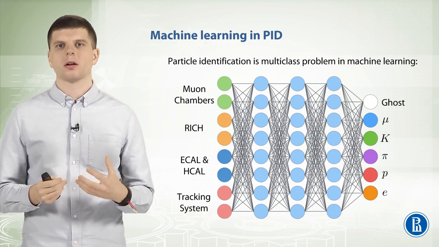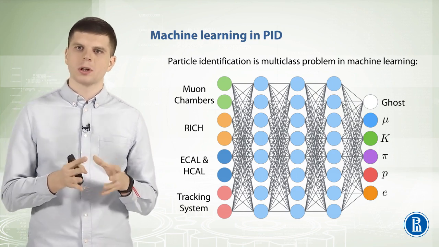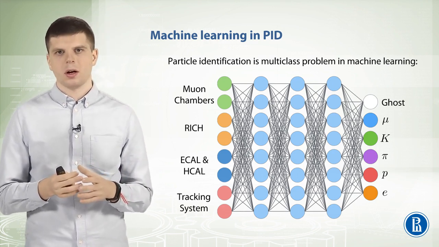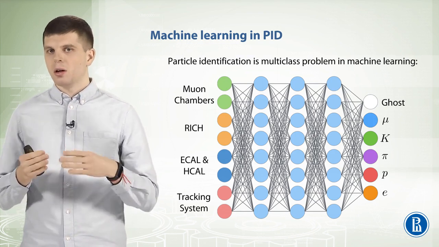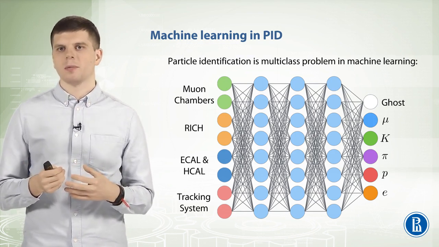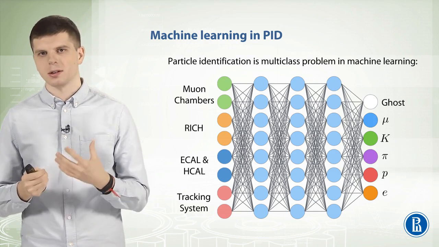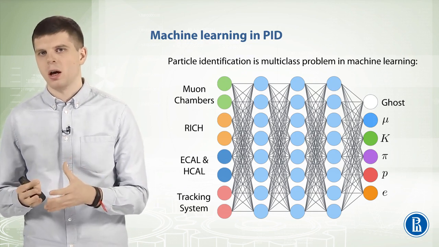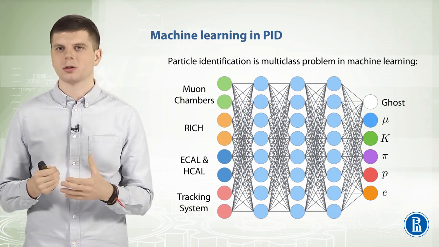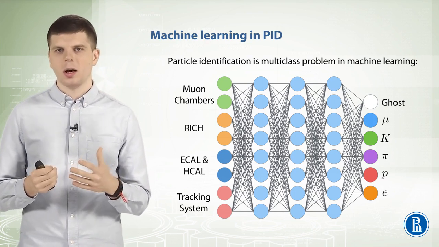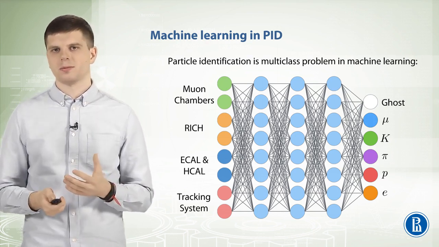Calorimeters measure particle energy and number of responses for this particle, for example. The muon system tells if the track has hits inside the system or not, and how many active chambers correspond to the track. And there are many other features.